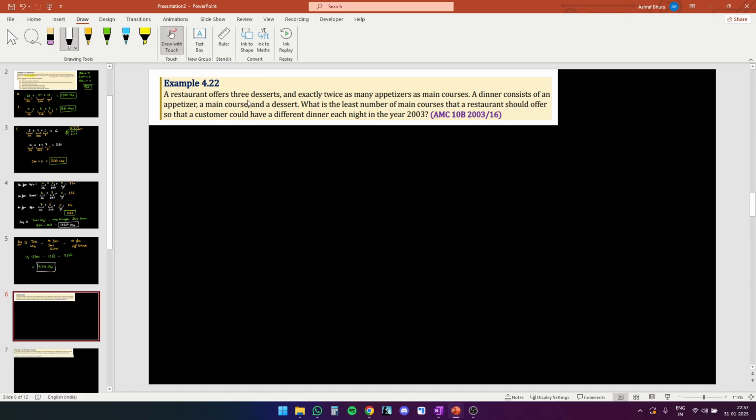A restaurant offers 3 desserts and exactly twice as many appetizers as main courses. A dinner consists of an appetizer, a main course, and a dessert. What is the least number of main courses that a restaurant should offer so that a customer could have a different dinner each night in the year of 2003? So 2003 is not a leap year. So 2003 will have 365 days, which means there will be 365 nights.